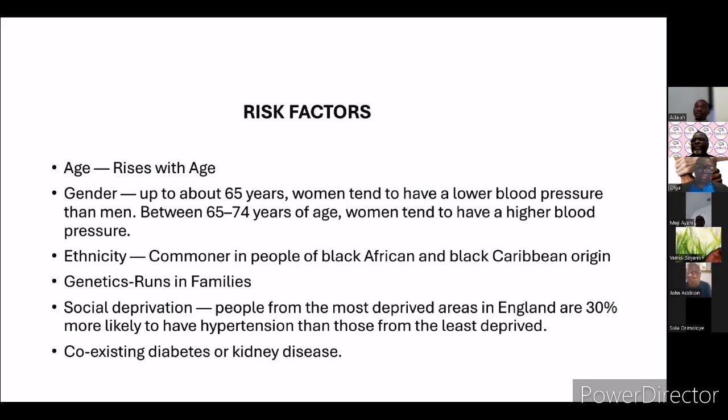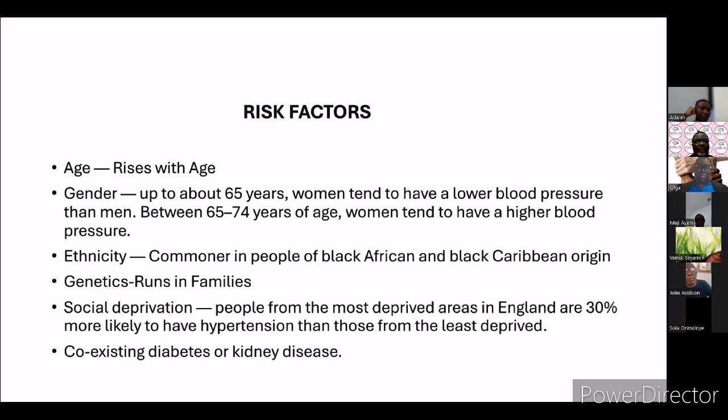Genetics too, certain hypertension runs in families. So if you've got a mother or father who is hypertensive, you're more likely to be hypertensive. That risk increases by fourfold if you have a sibling who is hypertensive. So, of course, genes play a role in everything, especially with hypertension.